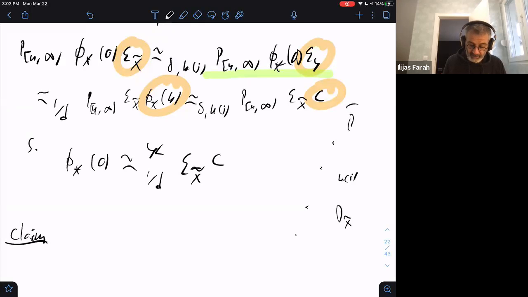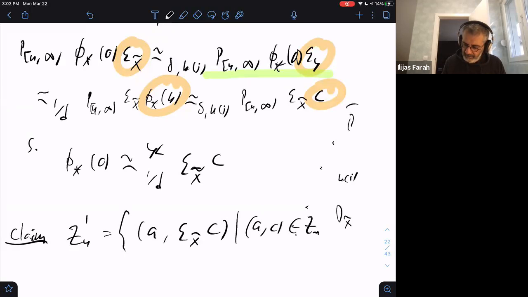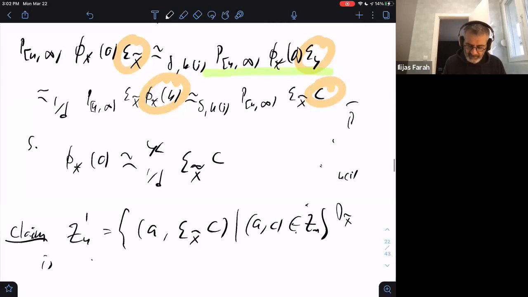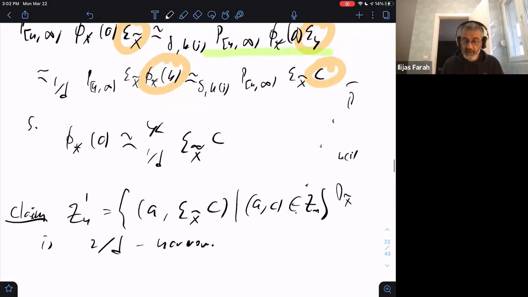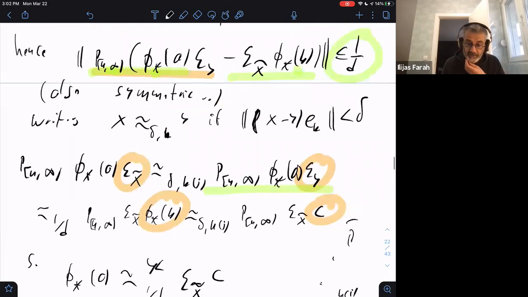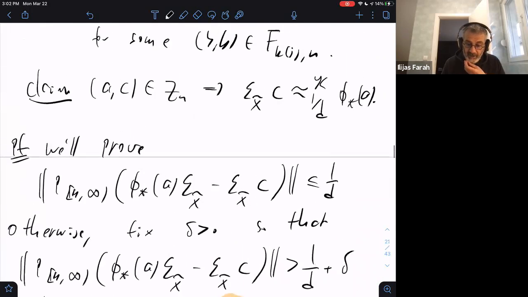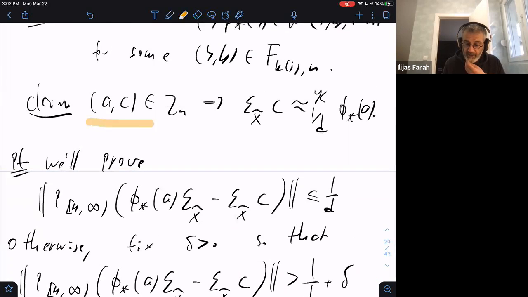So another claim is that the set Zn prime, which is the set of all pairs of the form A, comma Q tilde of C for AC in Zn, this set is 2 over D narrow. But this follows from the previous two parts. Right, so let me just roll back to the previous claim. The previous claim said that if AC is in Zn, then Q tilde C is approximately, up to compacts, 1 over D phi star of A. So this is really what you get.